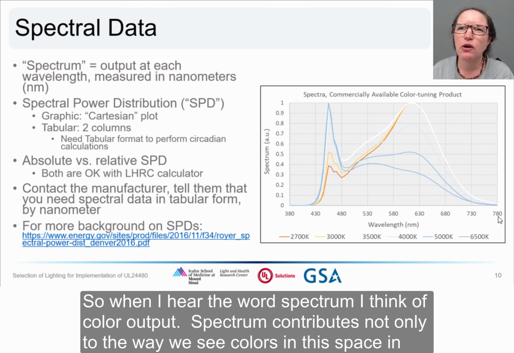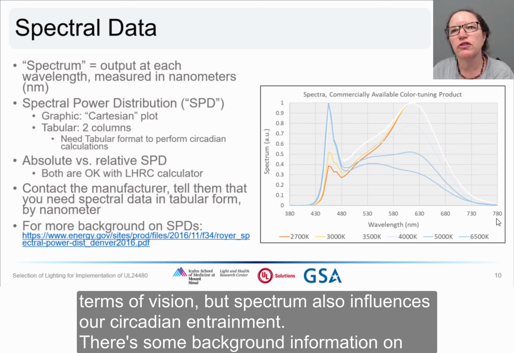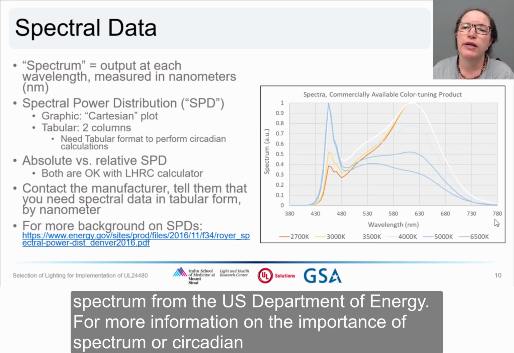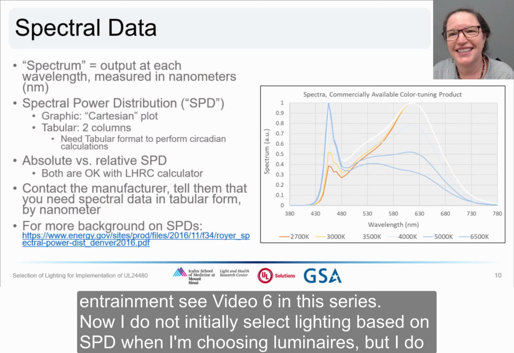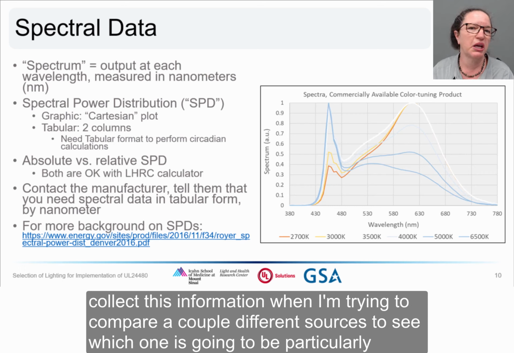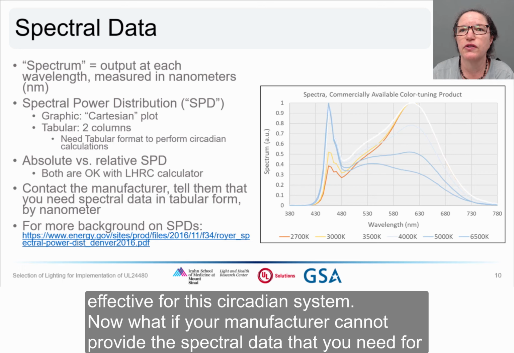Spectrum contributes not only to the way we see colors in the space in terms of vision, but spectrum also influences our circadian entrainment. There's some background information on spectrum from the U.S. Department of Energy. And for more information on the importance of spectrum with circadian entrainment, see video 6 in this series. Now, I do not initially select lighting based on SPD when I'm choosing luminaires, but I do collect this information when I'm trying to compare a couple different sources to see which one is going to be particularly effective for the circadian system.